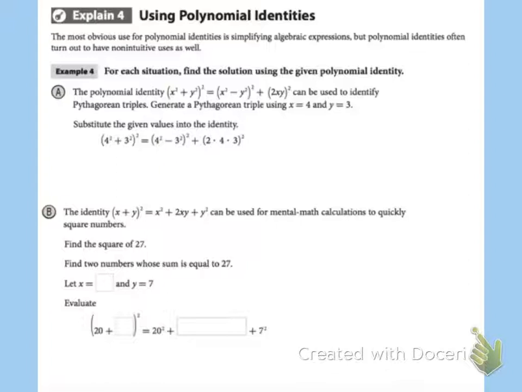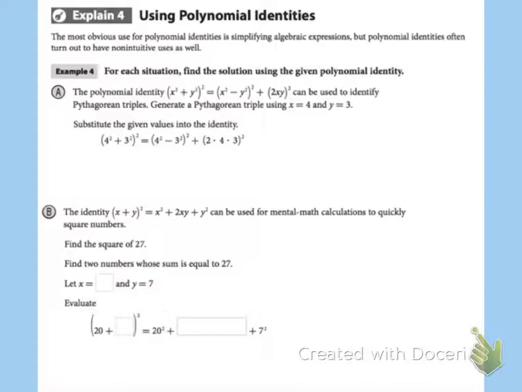So, final thing. And this one I would say is a little bit of a reach, but nonetheless, we'll still talk about it. And that's using polynomial identities for simplifying algebraic expressions. It says the most obvious use for polynomial identities is simplifying algebraic expressions, but polynomial identities turn out to have non-intuitive uses as well.